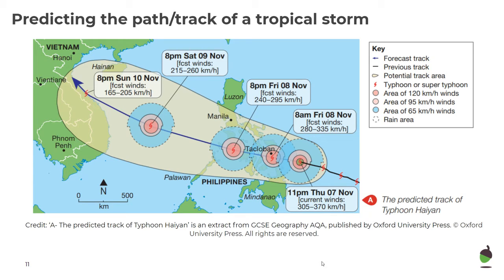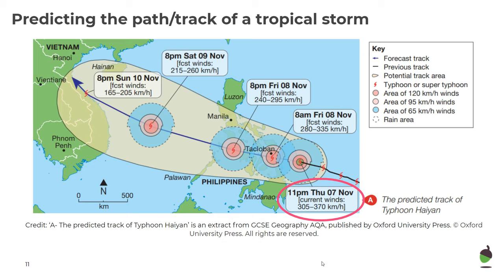The map on the screen shows an example of the predicted path of Typhoon Haiyan in 2013. It also shows rainfall and wind predictions to predict changes in tropical storm intensity over time. Being able to read this map is a geographical skill. So the blue line shows the forecast track where we think the tropical storm may travel. The map was actually created at 11 p.m. on Thursday the 7th of November. And we know this because it talks about the current data, so current winds, for example. So we know when this forecast map was made.